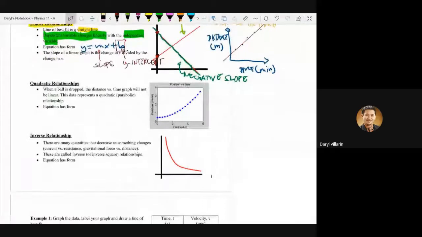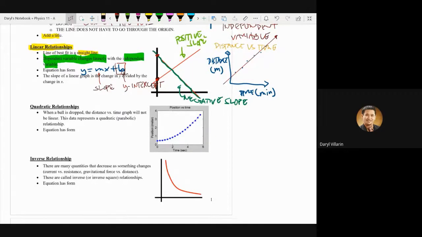Now, quadratic relationships. When a ball is dropped, the distance versus time graph will not be linear. This data represents a quadratic or parabolic function. In this graph here, this is a quadratic graph. Maybe what you're familiar with is the whole parabola thing, but usually we don't have a negative time, so it follows this one.